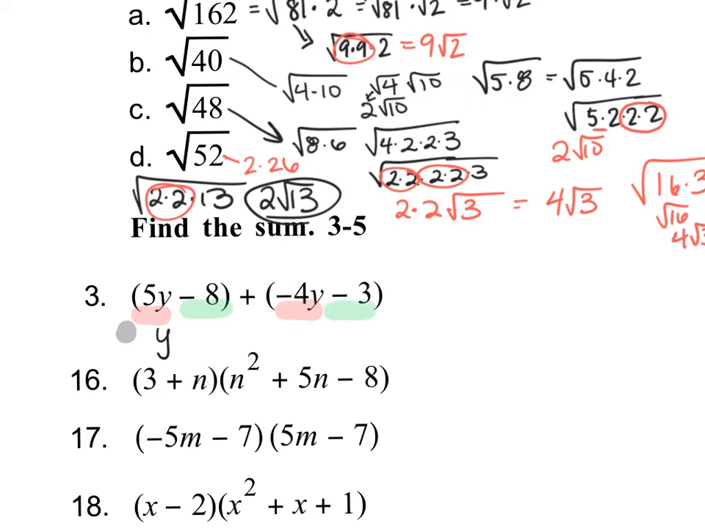And that gives me -11. So I'm just combining my like terms. I did 5y minus 4y plus -8 minus 3. So we got y minus 11. So that's another way to look at it.